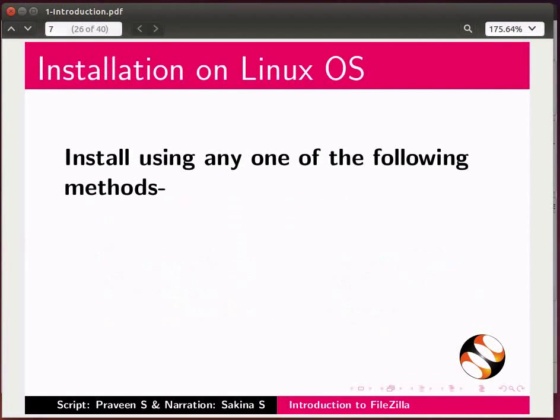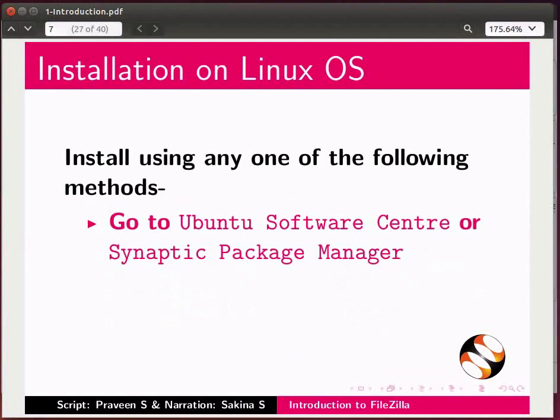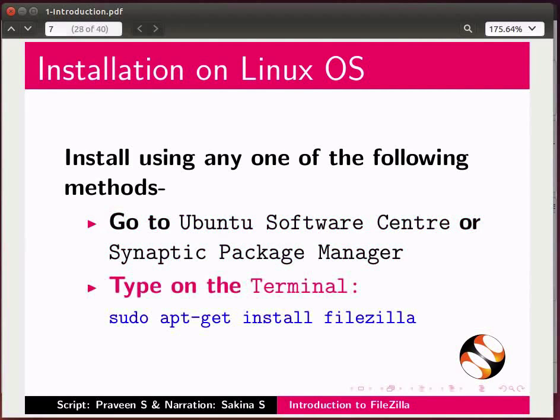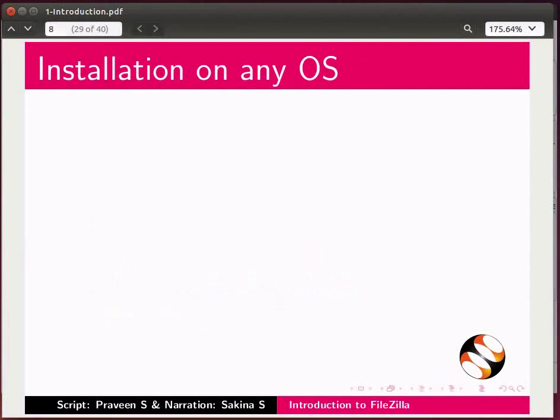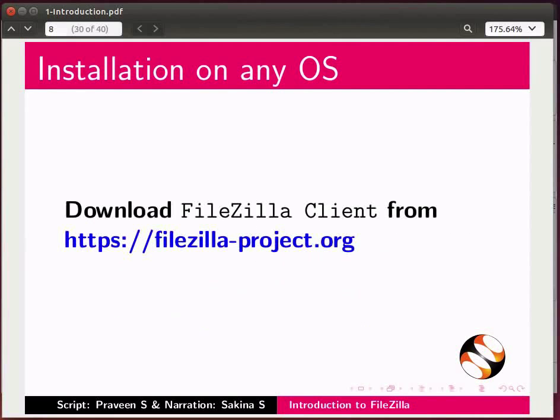FileZilla can be installed by using any one of the following methods on Ubuntu Linux OS. Go to Ubuntu Software Center or Synaptic Package Manager, search for FileZilla and install. Or in the terminal, type sudo apt-get install filezilla and press enter. Another method to install FileZilla on any OS is to go to https://filezilla-project.org.